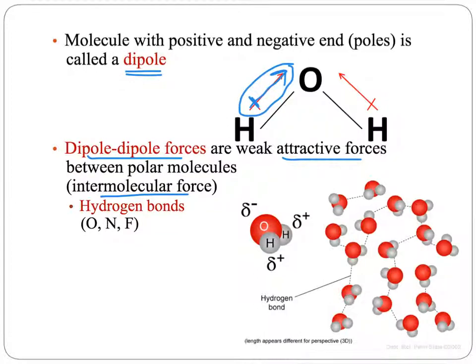Hydrogen bonds are one type of dipole-dipole force that you may have heard of in a previous class. They can be formed whenever hydrogen is bonded to oxygen, nitrogen, or fluorine because these three elements are quite electronegative and they tend to create that positive hydrogen nucleus sort of hanging out on the edges of the molecules.